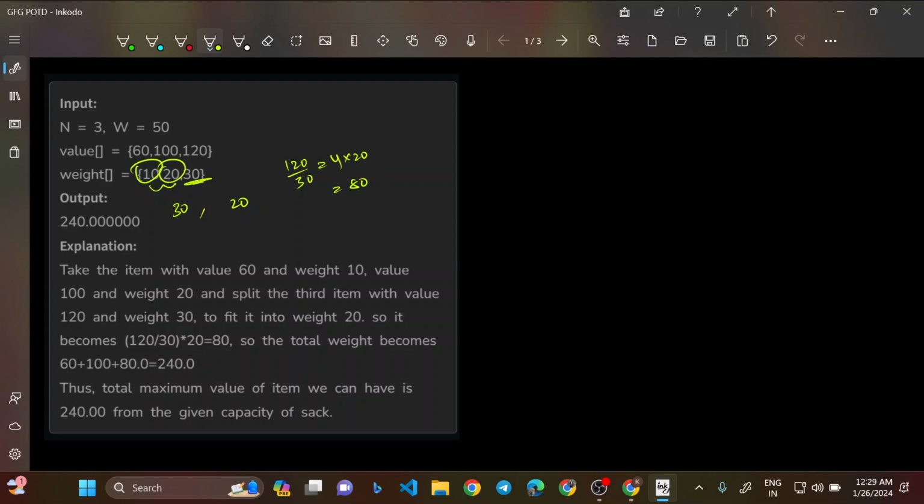So 60 plus 100 plus 80. This is what you are going to get as the total at the end of the day, and this is nothing but 240, right? So this is the answer. I hope you people have understood. So you're trying to maximize the total value possible for the given weight W, given target weight. So how are you going to solve this?